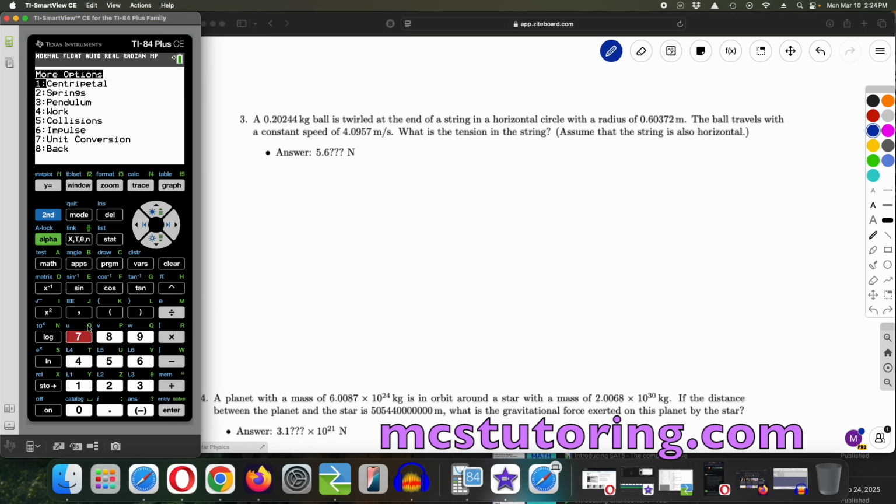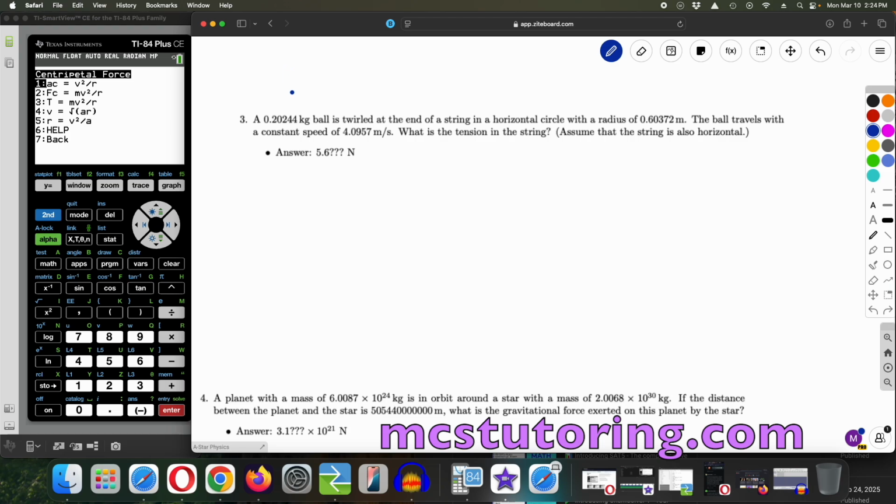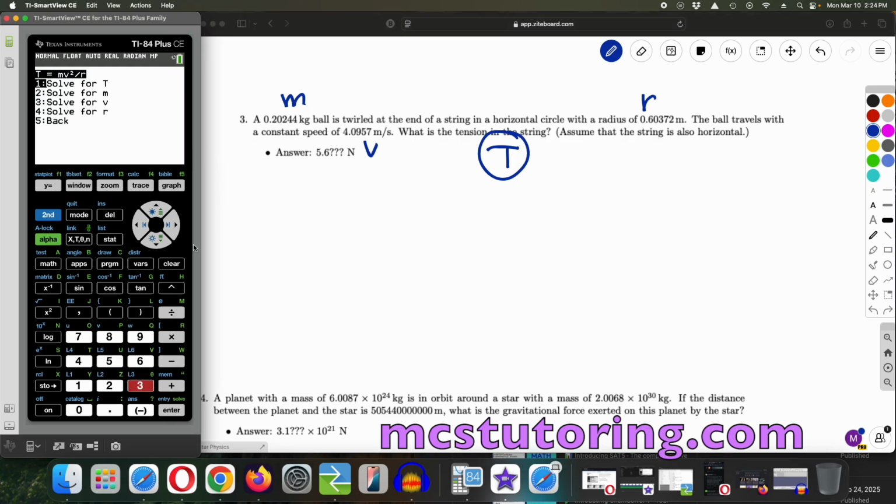A ball twirled at the end of a string. That sounds like centripetal, going from that help menu there. So we're doing the ball and the string thing. When it tells me kilograms, I'm like, oh, that's a mass. End of a string in a horizontal circle with a radius. Oh, that's R. The ball travels at constant speed. Oh, that's velocity. What's the tension? T is up for grabs. So it looks like we got this third equation, T equals mv squared over R. Okay, good. And then we're solving for T.